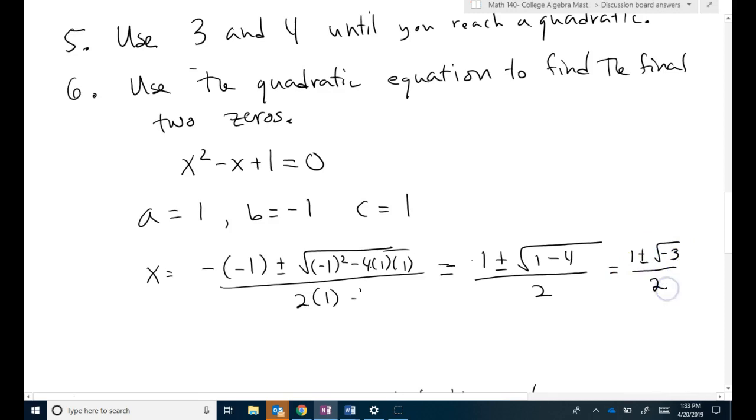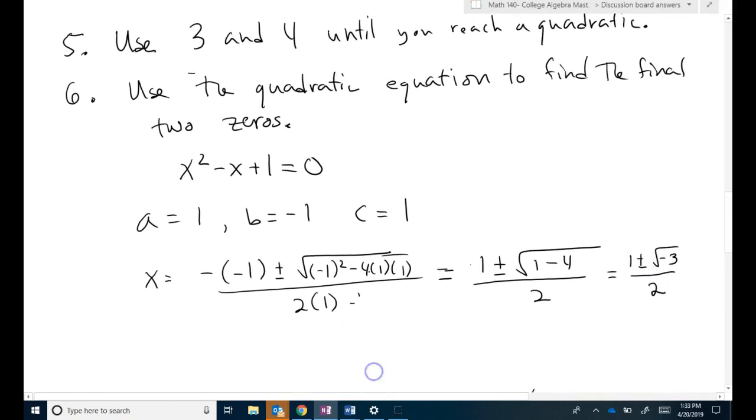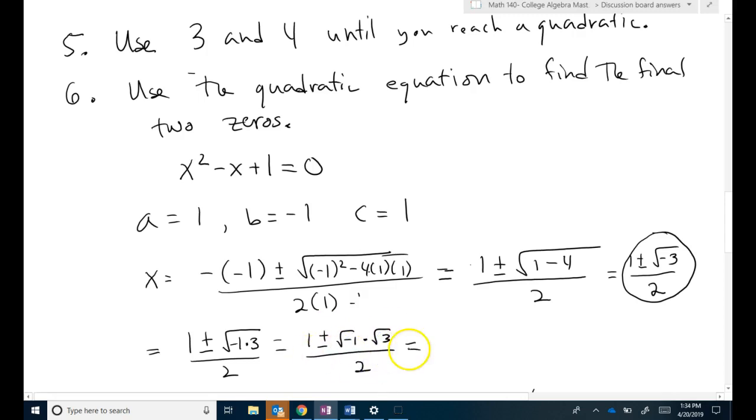Now, what I have here is a complex number. If you notice, it's the square root of -3, so this is going to equal 1 plus or minus the square root of -1 times 3, all over 2, which equals 1 plus or minus the square root of -1 times the square root of 3 all over 2. And so this is going to equal 1 plus or minus, we'll transform the square root of -1 into an i, root 3 over 2. And that gives me my last two. My last two zeros are x equals 1 plus i root 3 over 2 and 1 minus i root 3 over 2.